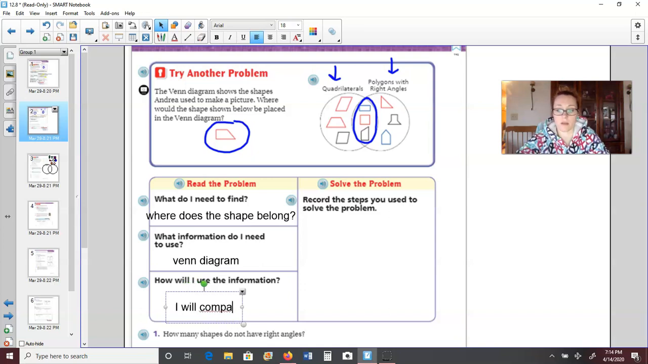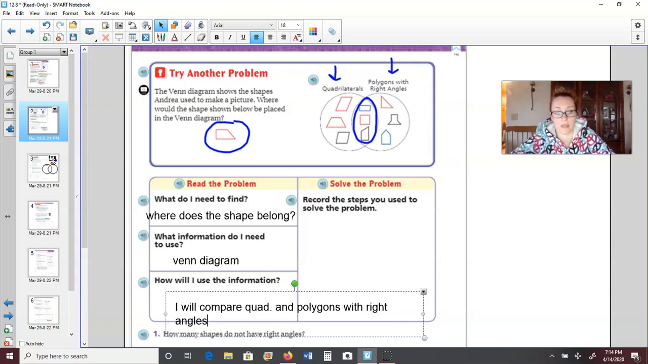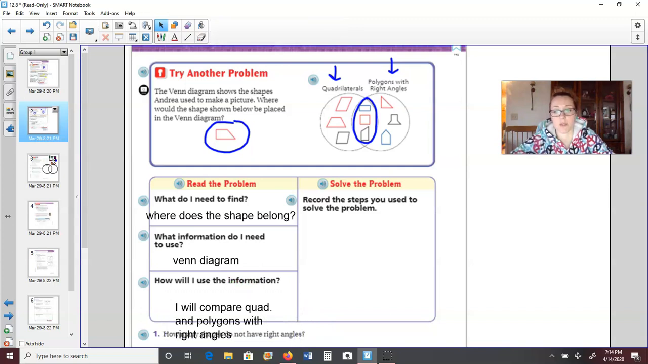I will compare quadrilaterals and polygons with right angles, because those are the 2 categories that are in our Venn diagram. So we're going to need to use that information and compare it to one another to see where that particular shape needs to go. So let's record the steps that we will use to solve the problem.